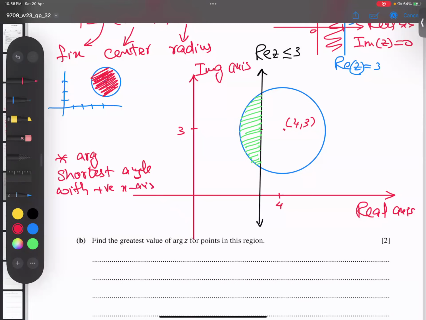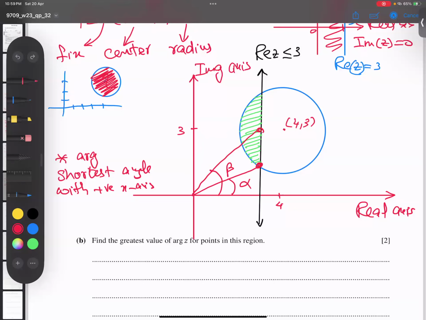So now we'll check it. Which point gives the greatest angle of argument z? Now there are a million trillion points. For example, if I take this point and join it with that, this is an angle. If I take this point, the angle is from here till here. But if I talk about this, we can say it is not the largest.